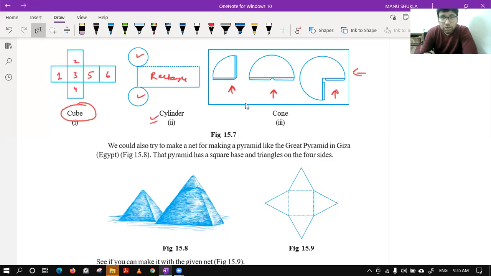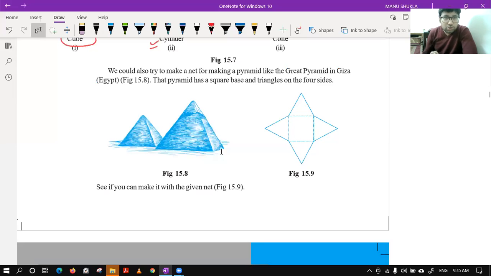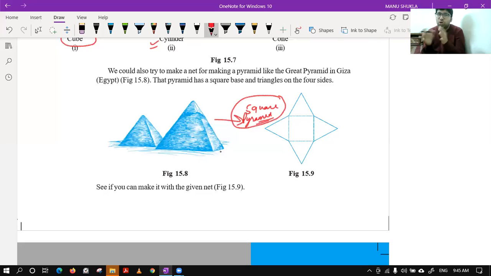Okay, now this is the net of a pyramid, square pyramid it is. So nets are the 2D representation of a 3D figure, which if you fold, you will get the figure back. Okay. Animesh, your video is on.